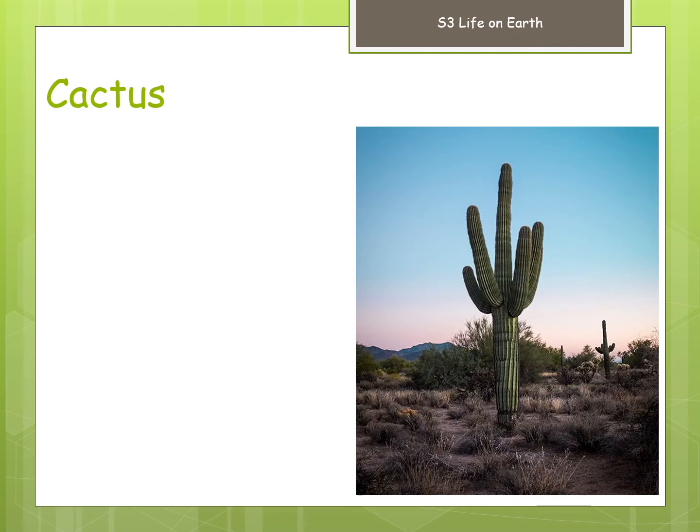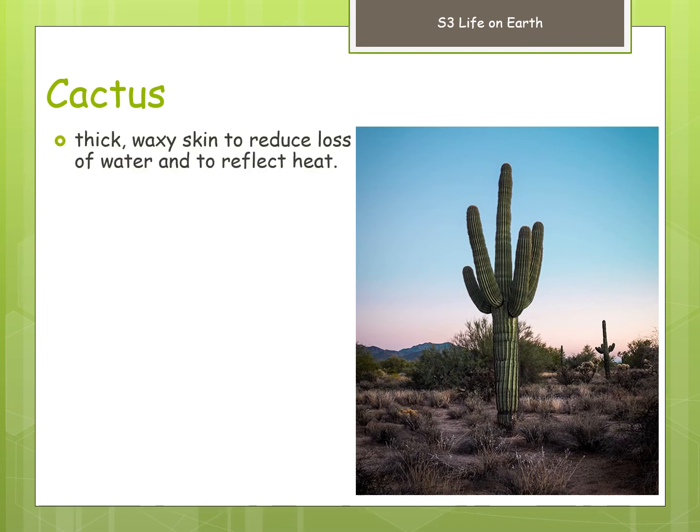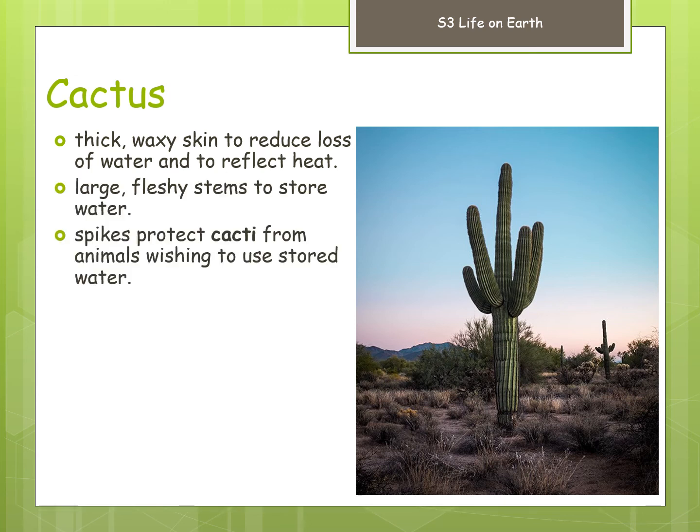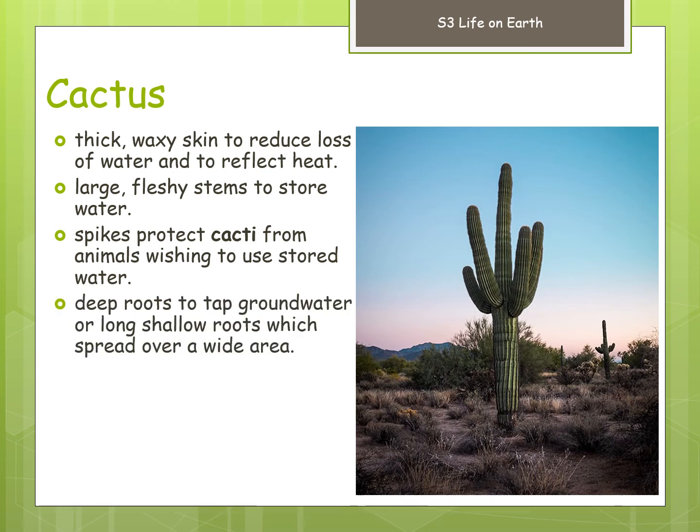And the last one up is a plant, a cactus. This is something that you'll probably be familiar with. It obviously lives in hot, dry, desert-like conditions. It has thick, waxy skin to reduce the loss of water and reflect the heat. Large, fleshy stems to store that water, and the spikes that it has are designed to stop animals that are coming to bite it, eat into it, and steal its water reserves. It also has deep roots to tap groundwater or long, shallow roots which help spread across a wide area.